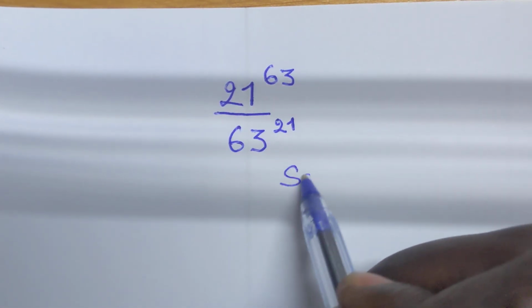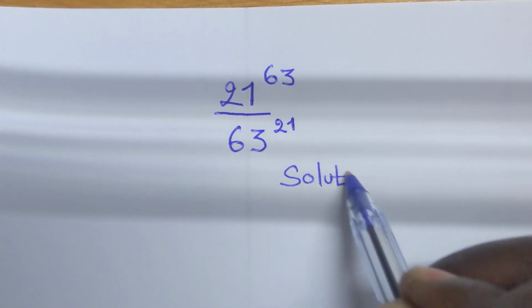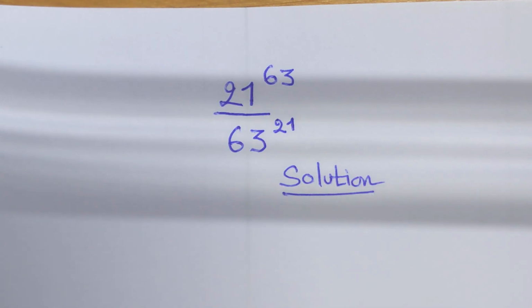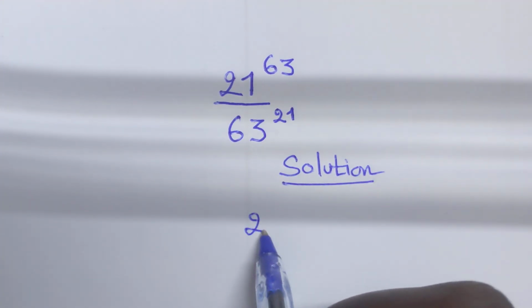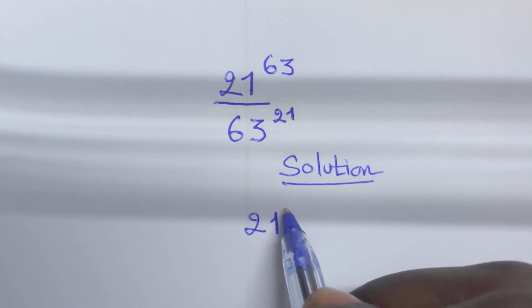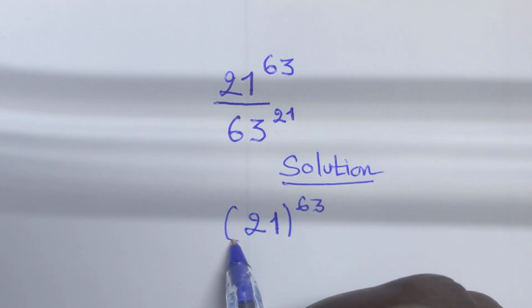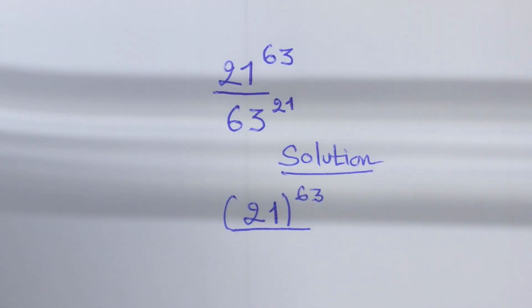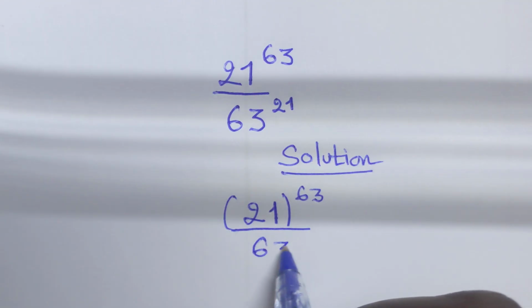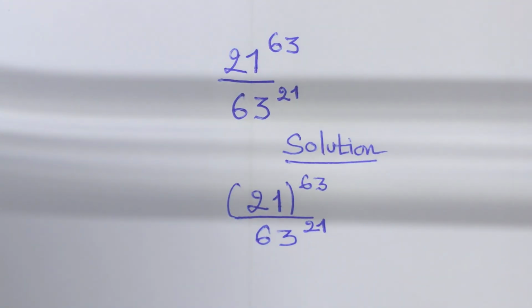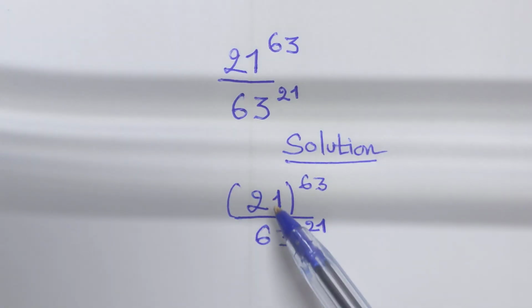Let's provide a solution to this question provided. Okay, we have given 21 power 63 over 63 power 21, and these numbers have a relationship. We are going to find the relationship of these numbers.